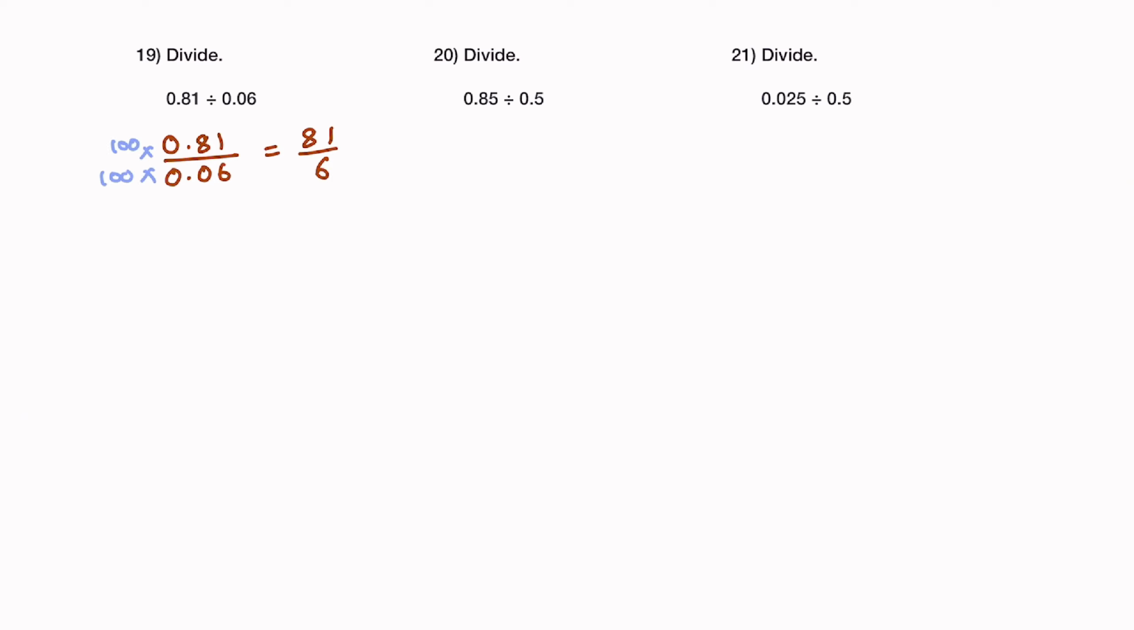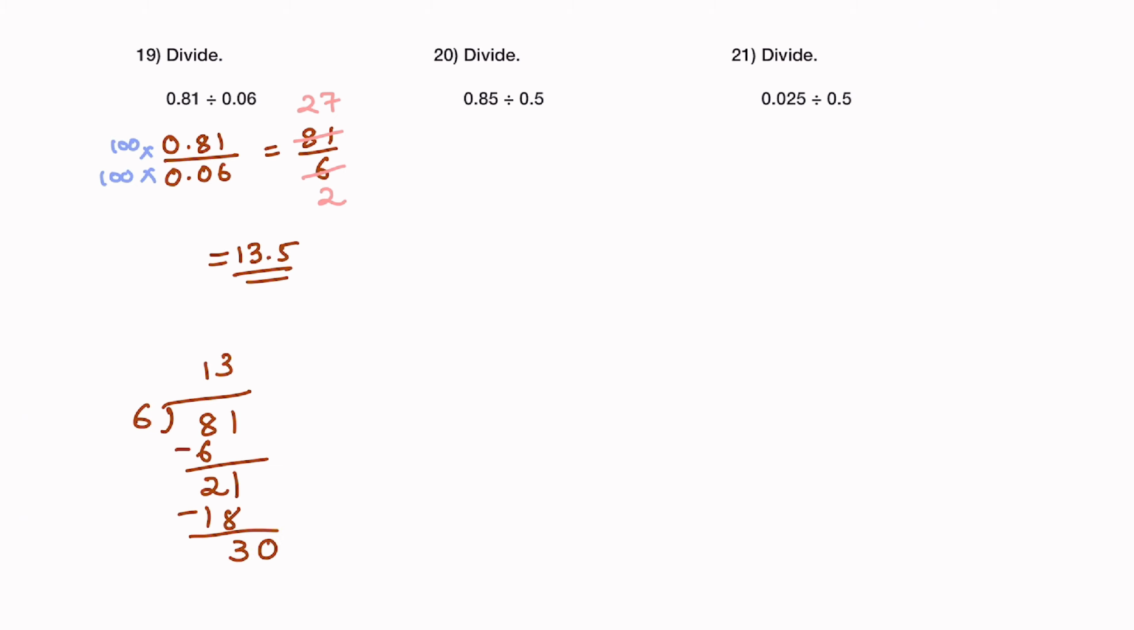Right? Let's take the common factors out. So 3 goes twice and 3 goes 27 times. 27 divided by 2 is 13.5, right? Because 13 times 2 is 26 and you have 1 left. So it's 0.5, right? 1 divided by 2. Or you can do 81 divided by 6 here directly. So that's once, 6. Then you have 2 and 1 down. So that's thrice. 6 times 3 is 18. You have 3 left. You put 0 and the decimal here. 6 times 5 is 30. So that's 13.5.